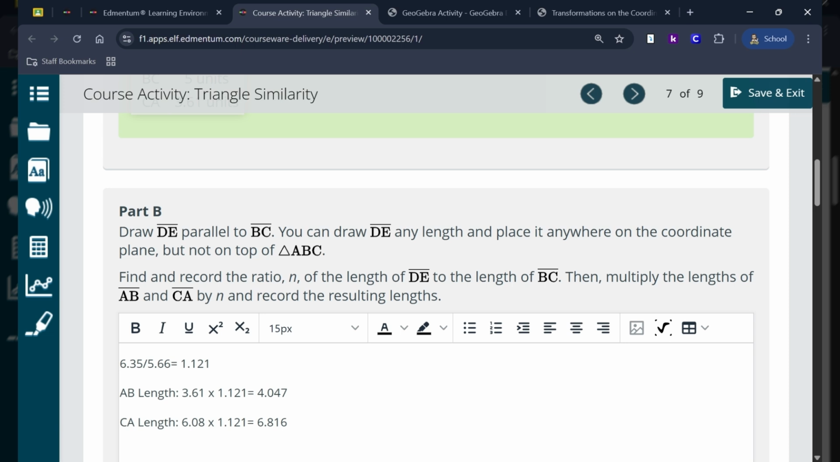All right, y'all. So after doing the multiplication, when you multiply AB by that N, you get 4.047, and that's rounded. And then for CA, you multiply the length of that times that N again that we got for the previous one, and that came out to 6.816. And if you wanted to, which I probably should have done to be more specific, is to just put units after this. Right, and that's how you do part B.